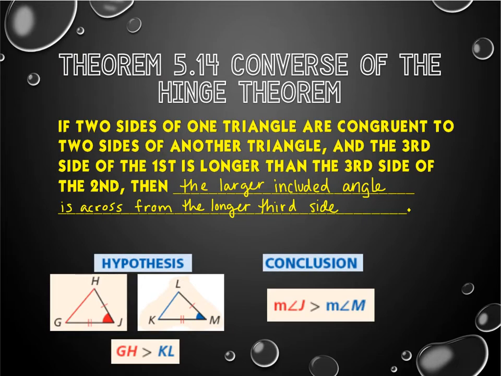Next, we have the converse of the hinge theorem, which is the same thing but flipped. So if two sides of one triangle are congruent to two sides of another triangle, and the third side of the first is longer than the third side of the second, then the larger included angle is across from the longer third side.